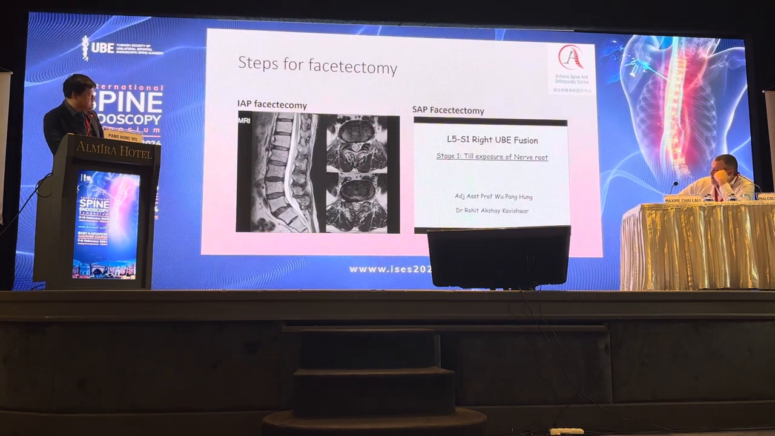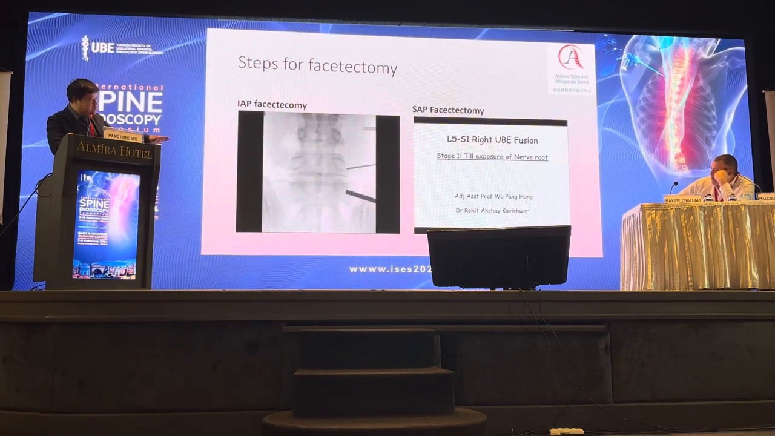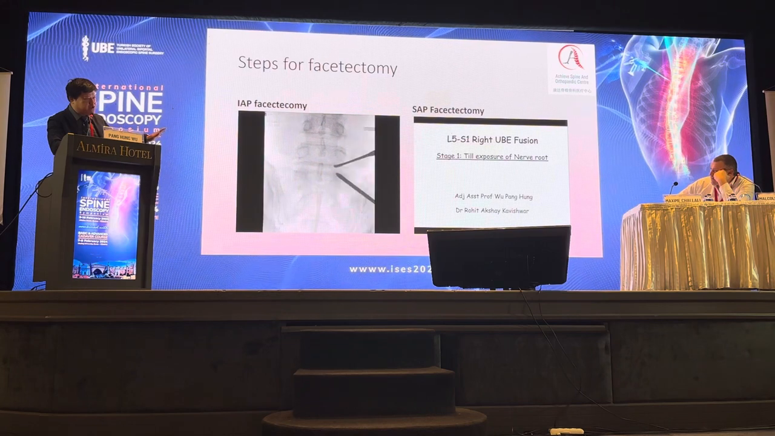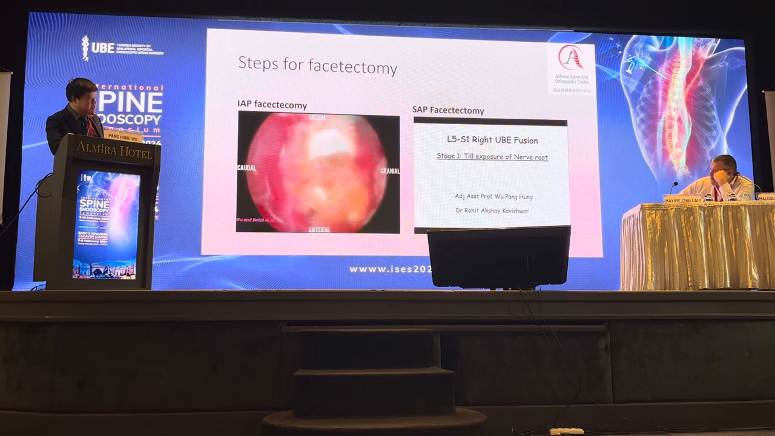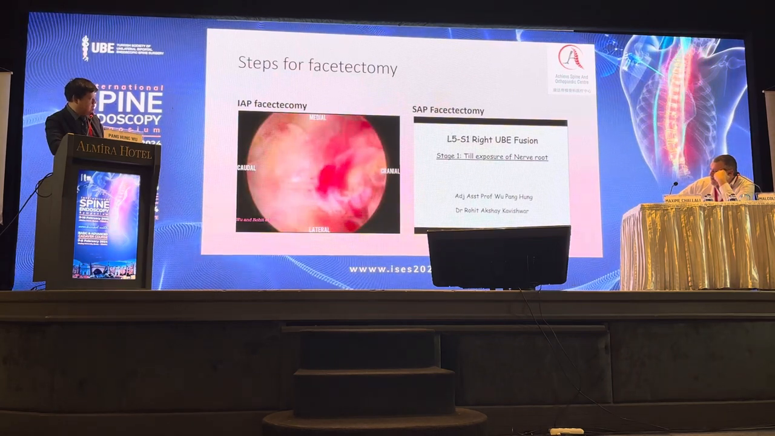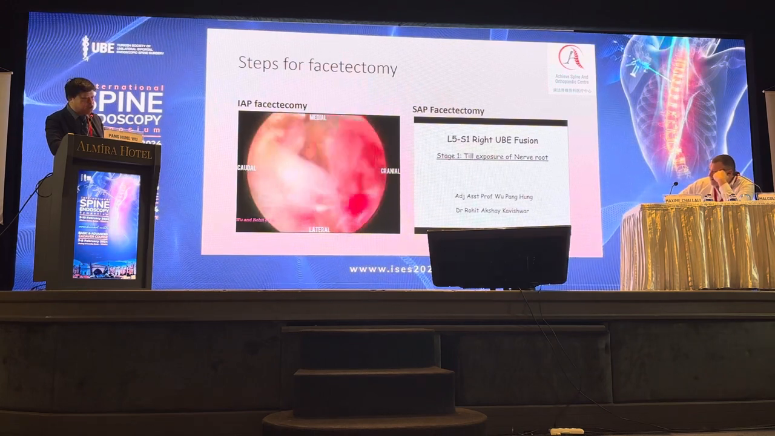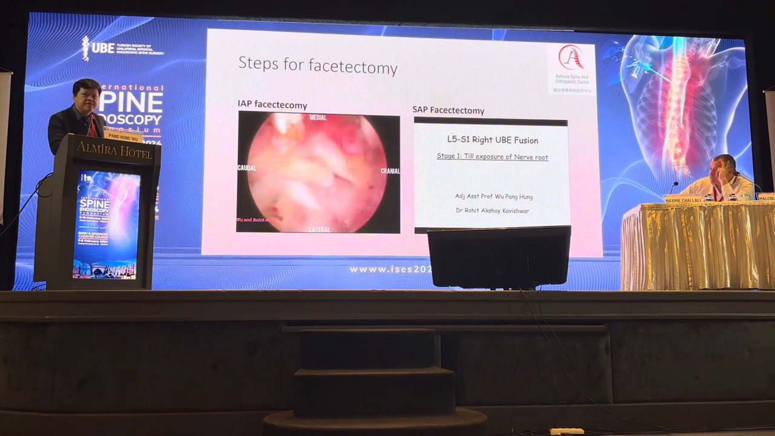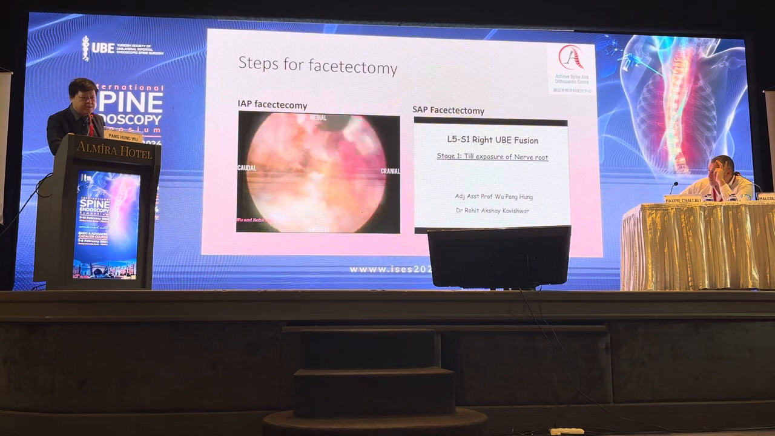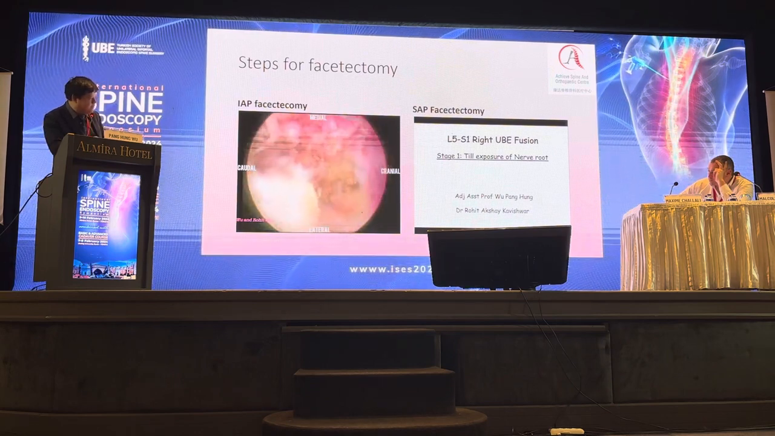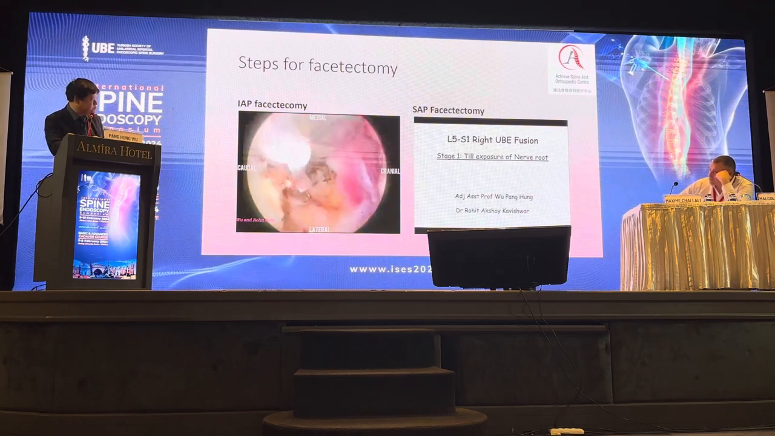So the key is first identifying the facet joint. In initial cases, I put the patient in flexion. I have a table that can put the patient in flexion when I decompress, and then extend the patient when I place the screws. Nowadays, I just put them in an extended position. And we resect the facet joint. When you first do a fusion procedure, you realize that there's a significant amount of multifidus muscle coming in your way, so there will be bleeding. So you have to be very precise in your triangulation to minimize muscle damage.